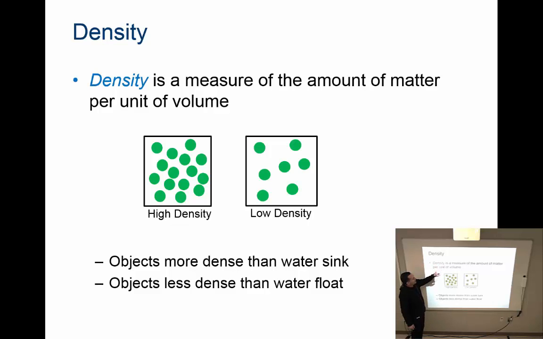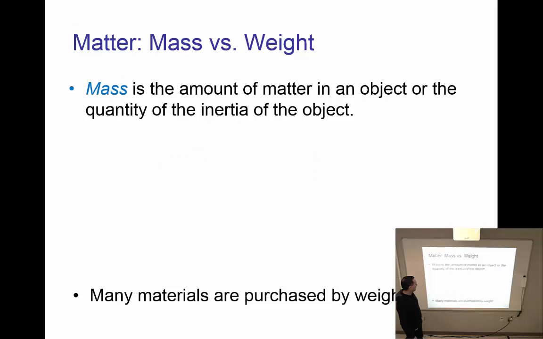Density is defined as the measurement, the amount of matter per unit of volume, and the more matter you have, the higher the density as compared to lower density. Any object that's more dense than water would sink in water, as compared to any object that's less dense than water, which is going to float.